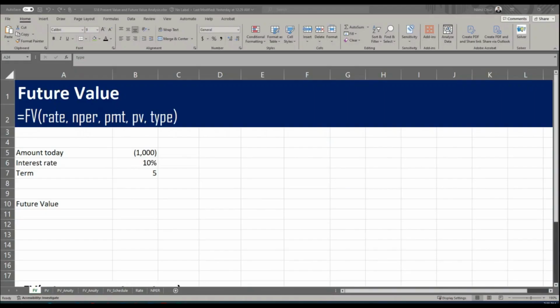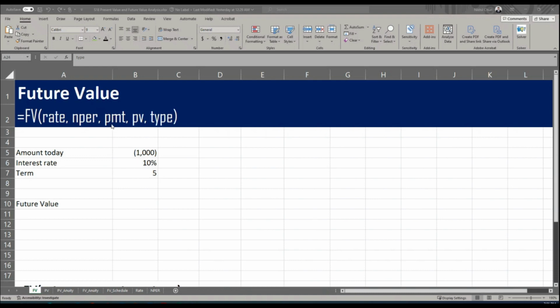Let us convert the present value, that is the amount today of $1,000, to its equivalent future value in 5 years' time with a simple Excel formula, which looks like this. The syntax is equals FV, and in the brackets we are seeing some terminologies. The first one is rate, in this case the interest rate of 10%. Then NPER, which is the term, in this case 5.